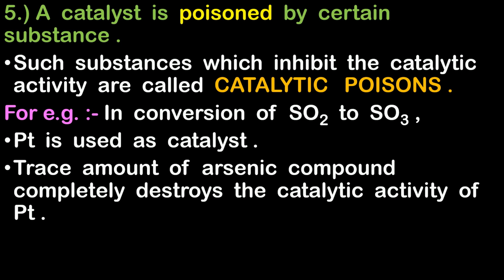Platinum will not be able to work as a catalyst, and it will also not be able to increase the rate of the reaction. And this is happening only because of the arsenic compound that is present over there. So this arsenic compound, which inhibits the catalytic activity of platinum, is called your catalytic poison. Clear with this? This was a very easy point, nothing difficult with this.